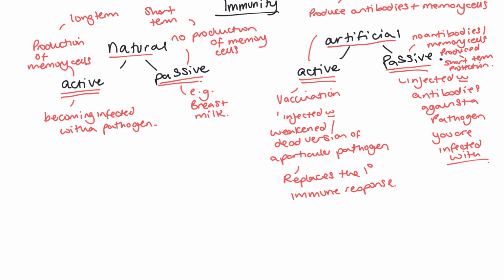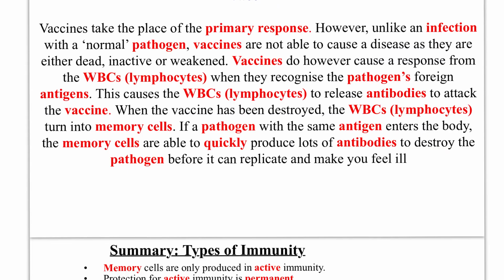So let's take a minute to focus on vaccination for a bit. Let's just take a minute to read through this description of vaccines. Vaccines take the place of the primary immune response. However, unlike an infection with a normal pathogen, vaccines are not able to cause a disease as they are either dead, inactive, or weakened. Now, how can they be made dead, inactive, or weakened? Well, sometimes they can be exposed to high temperatures, or high pressures, or be put in acidic environments, or a number of other things can be done to them.